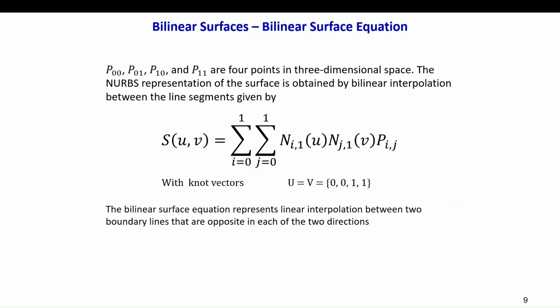To extend on the surface equation, P1, P2, and P3 are 4 points in a 3-dimensional space. The NURBS representation of the surface is obtained by bilinear interpolation between line segments given by the equation below, with knot vectors u and v in the below ranges 0, 0, 1, 1. The bilinear surface equation represents linear interpolation between 2 boundary lines that are opposite in each of the 2 directions.